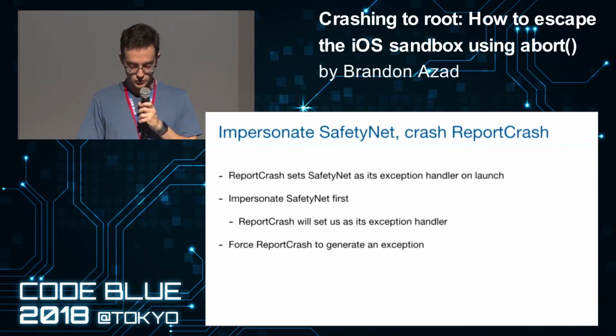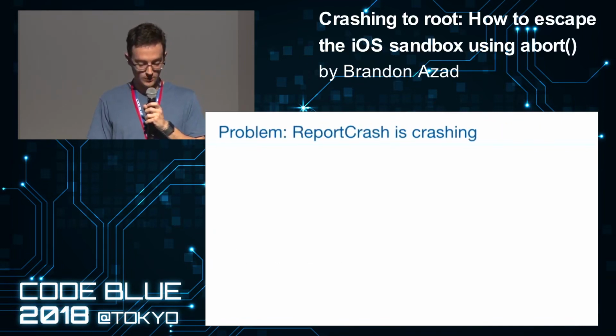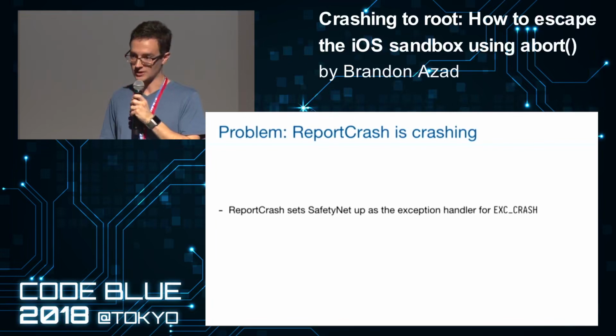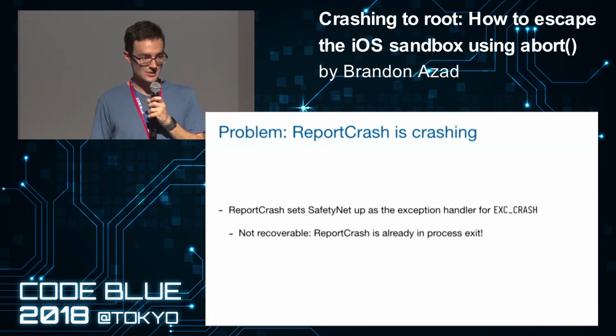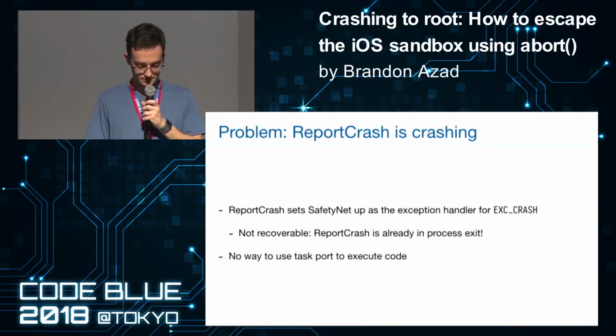At this point, we can force reportcrash to generate an exception, for example by sending a malformed message that causes an out-of-bounds read, and then the kernel will send us reportcrash's task port in an exception message, allowing us to execute arbitrary code. Now, this almost works, but it's not quite that easy. See, reportcrash sets SafetyNet as its exception handler for EXC_CRASH, which is not a recoverable exception type. By the time we get reportcrash's task port, reportcrash is already in process exit and will no longer be scheduled on the CPU. Thus, there's no way to use the task port that we've obtained to execute code in reportcrash.